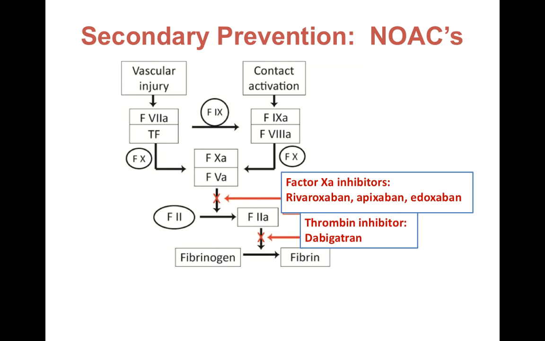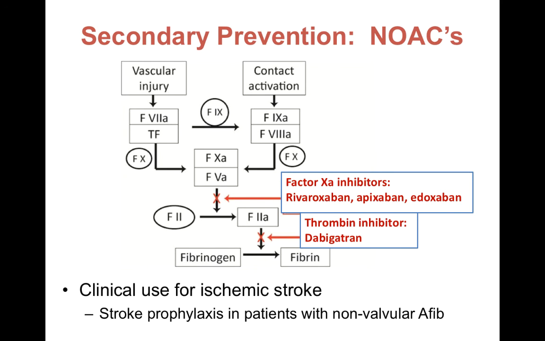These are agents that work in different places in the clotting cascade. Factor Xa inhibitors are rivaroxaban, apixaban, and the newest one is edoxaban. There's also, farther downstream, dabigatran, which acts as a thrombin inhibitor. These agents have all been indicated for stroke prophylaxis in patients with non-valvular AFib.